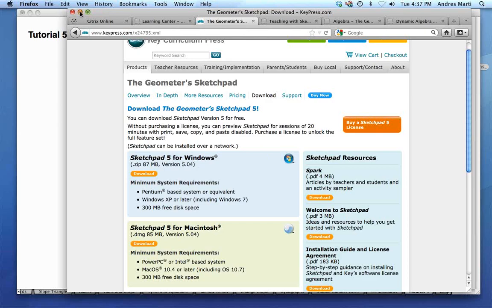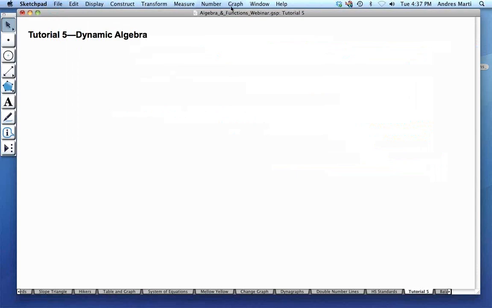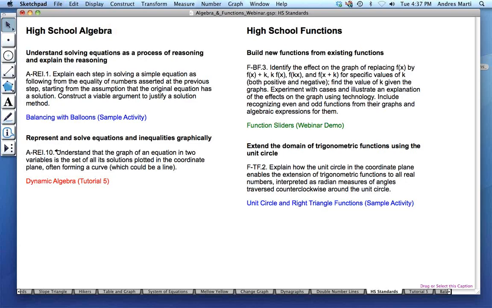So let's look at tutorial 5, the concept here. And just to give it some Common Core anchor, what I'm really doing here is from the high school algebra standard: understand that a graph from an equation in two variables is the set of all its solutions plotted in the coordinate plane, often forming a curve, which could be a line. That is, to me, one of the most fundamental understandings of algebra.